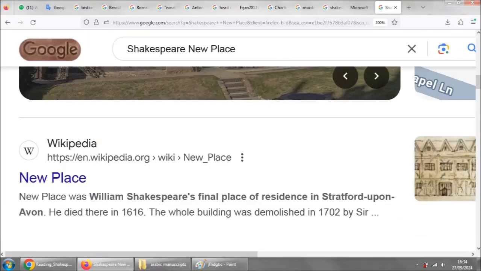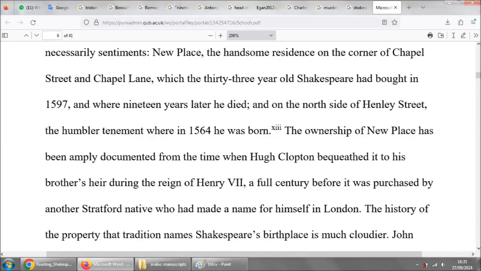You could read this. New Place was William Shakespeare's final place of residence in Stratford-upon-Avon. He died there in 1616. Okay. Yes. But the thing is, he died there in 1616. Notice the funny number. It sounds funny to me. Yes? So the thing is, let's read about New Place.